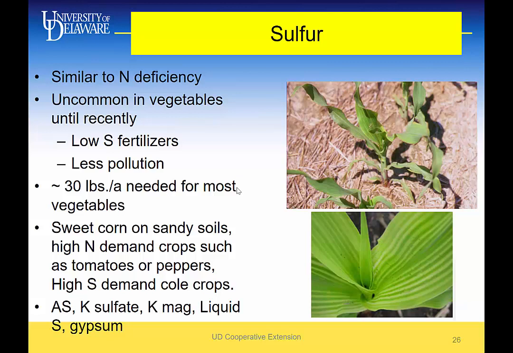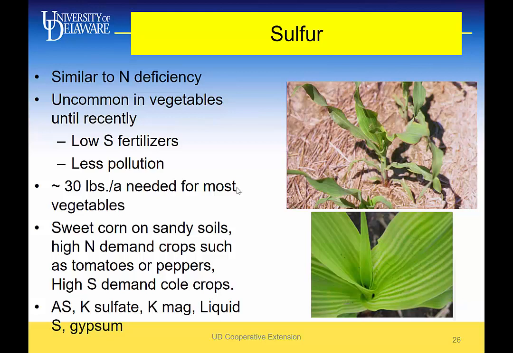Tomatoes, peppers will have high nitrogen demand. Remember, why are nitrogen and sulfur related to each other? Think of your amino acids. All right, every amino acid has nitrogen in it. Four amino acids have sulfur in them. So you're building proteins. Proteins make everything happen in the plant. So if you don't have enough sulfur, you're not going to be able to produce the proteins.